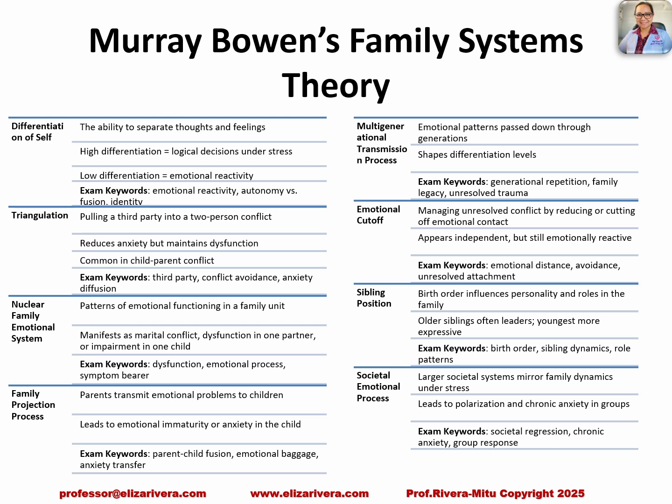The multigenerational transmission process emphasizes how emotional patterns and trauma are passed down through generations. The theory is often used in therapy to identify maladaptive patterns and help clients become more differentiated and less reactive. Emotional cutoff involves distancing to manage unresolved conflicts, though emotional reactivity remains. Sibling position affects personality and family roles based on birth order.